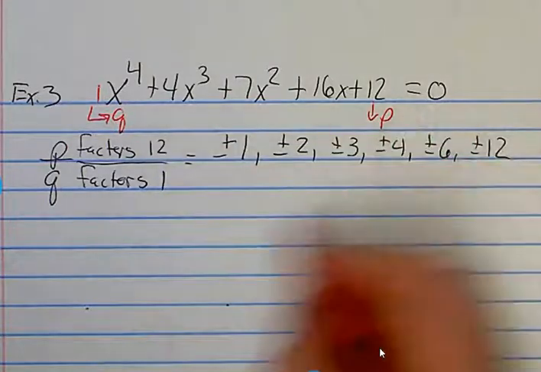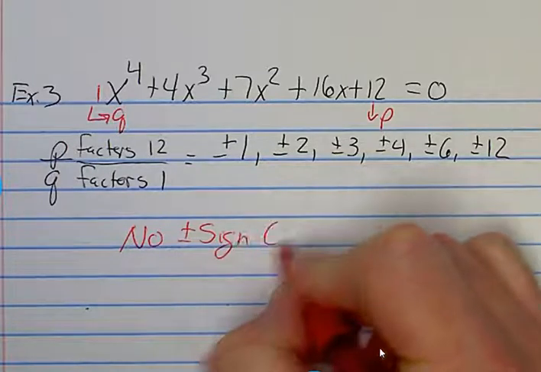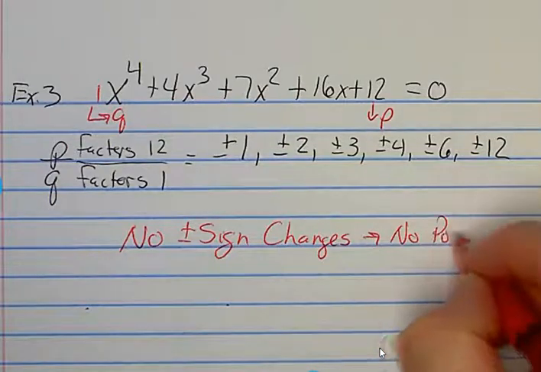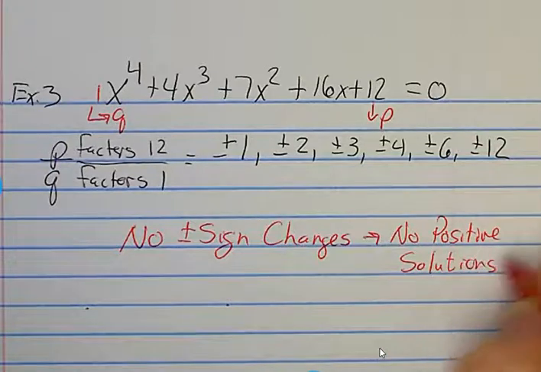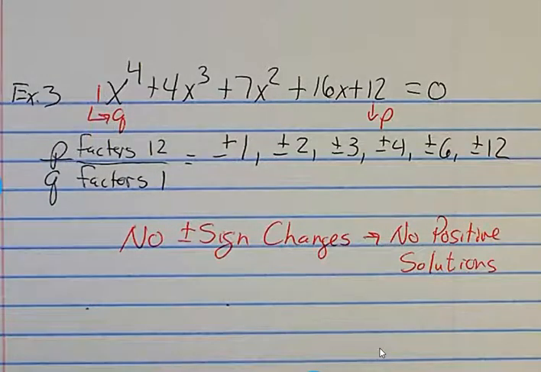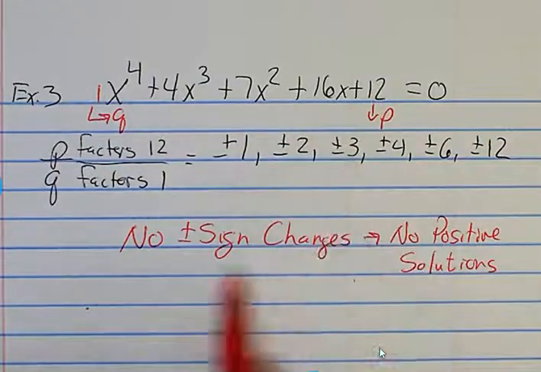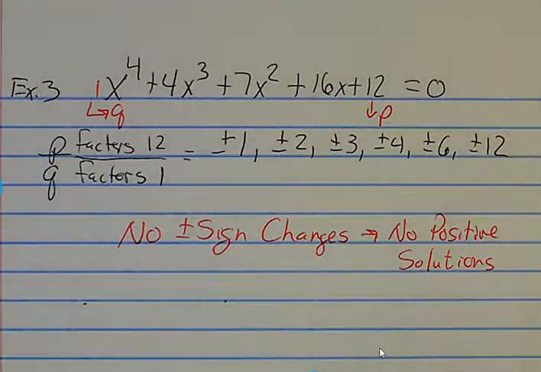So up here, if there are no plus or minus sign changes, that means there are no positive solutions. And that's using the Descartes rule of signs. That's really the one time we're going to make this come in handy. Because there are no sign changes in the original problem, there are no positive solutions. So now when you're checking these, you're going to check the negatives, because there's no way that a positive solution is ever going to work on this.